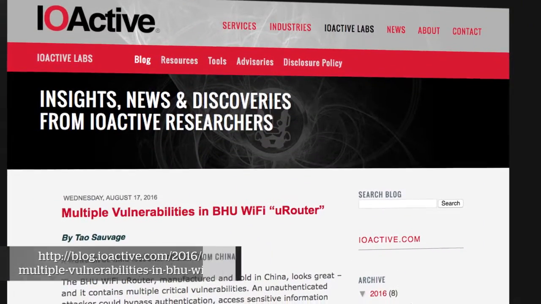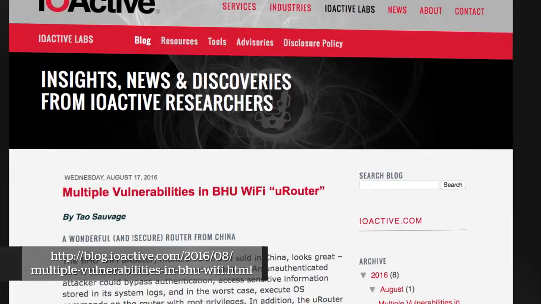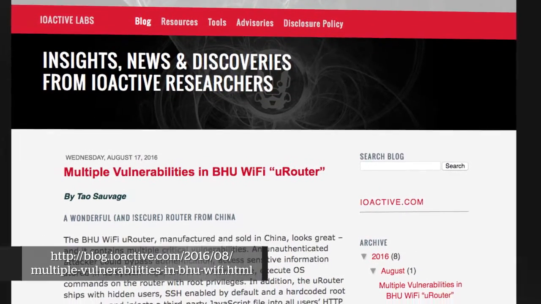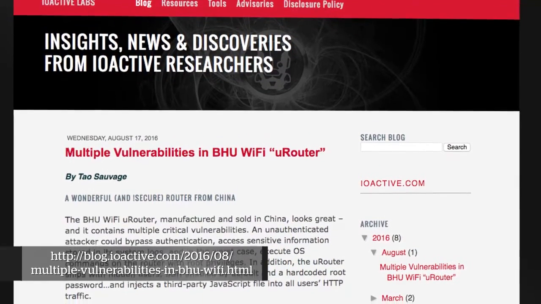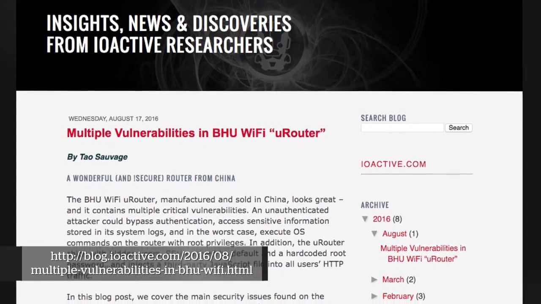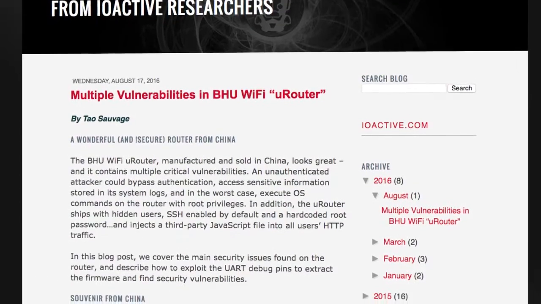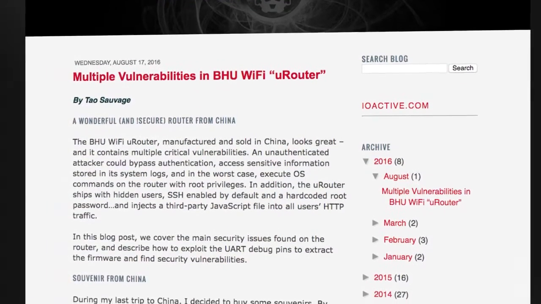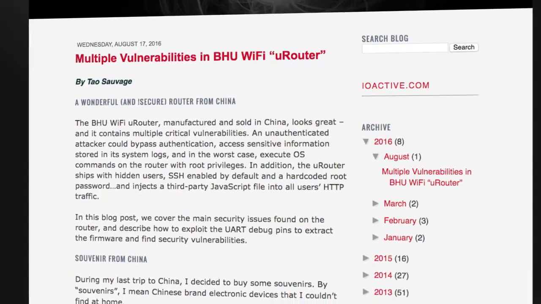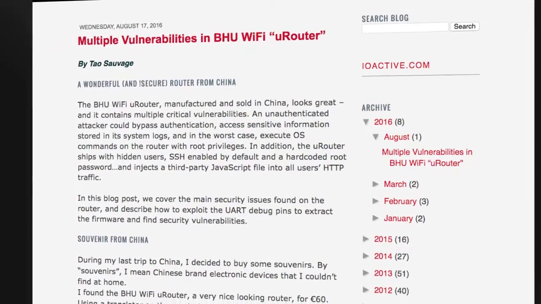Some guys over at IOActive Labs took a trip out to China and decided to bring back some toys to play with. By the way, it is quite a beautiful piece of hardware. If you see the picture, it looks like something that Apple could have produced. He brought one of these back, which was the BHU router, and decided to see what he could do with it, see what it's made out of. So obviously he started to play around with it.